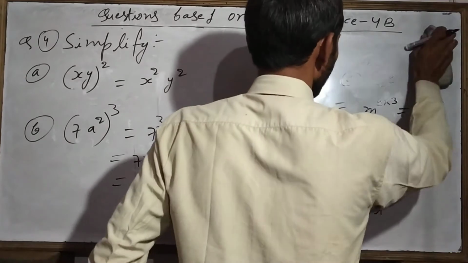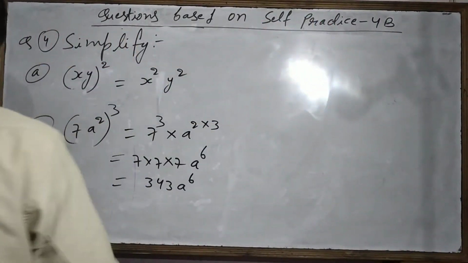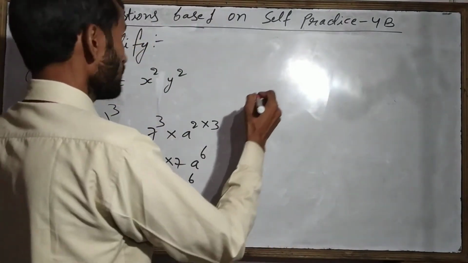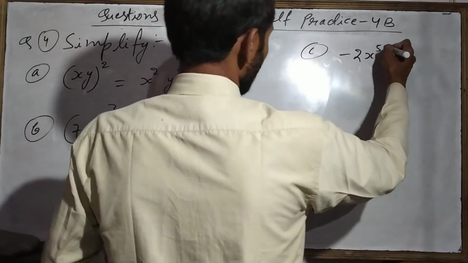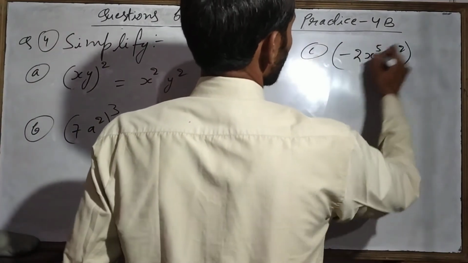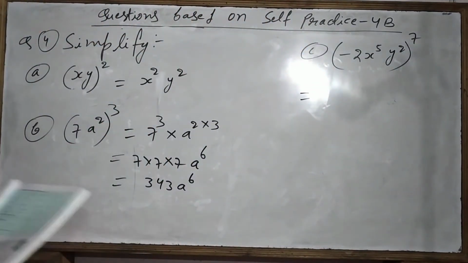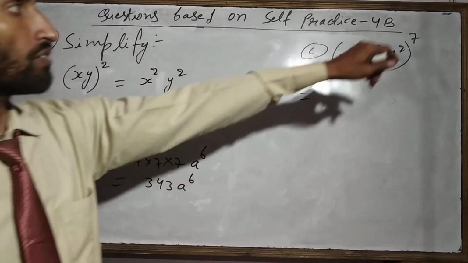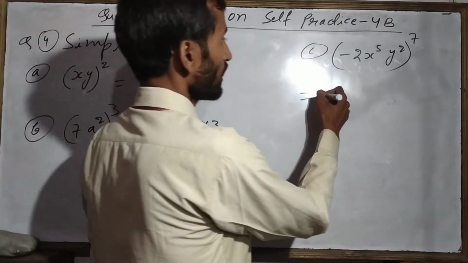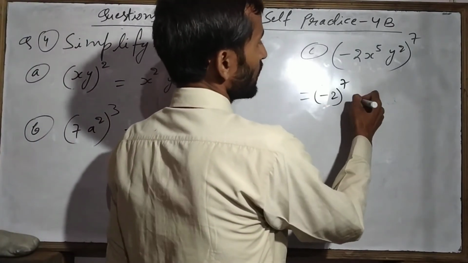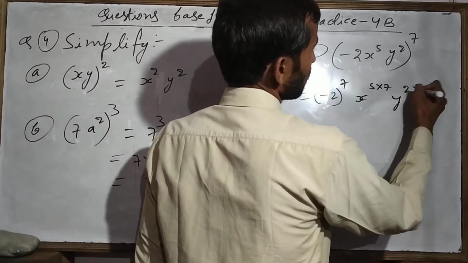Next part, I will take the next example based on question number 4. Next example is, just see here in C part, a minus sign is there, minus 2 x power 5 and y square power 7 is there. So just solve here. Again here whole power 7 is given. Whole power 7 means we will take the power here and here and here separately. So minus 2 power 7 will come. x power 5 into 7 will come. And here y power 2 into 7 will come.